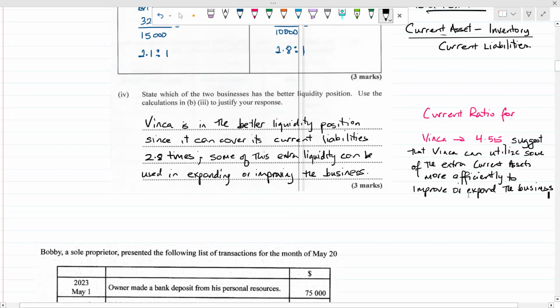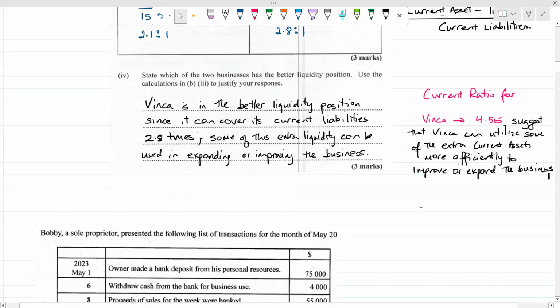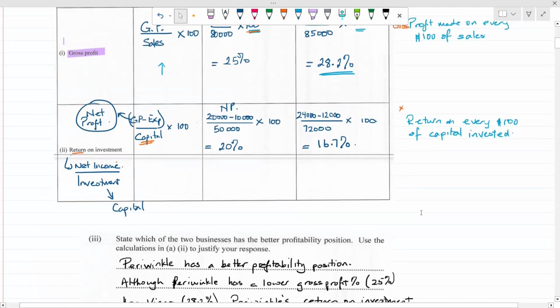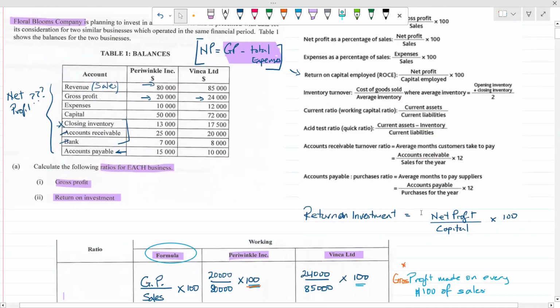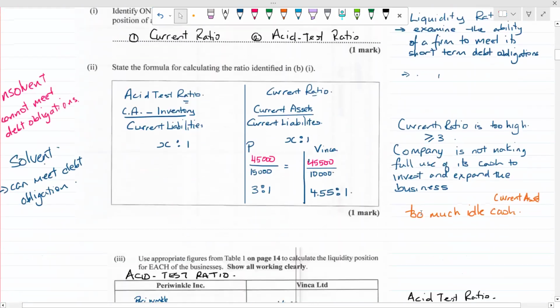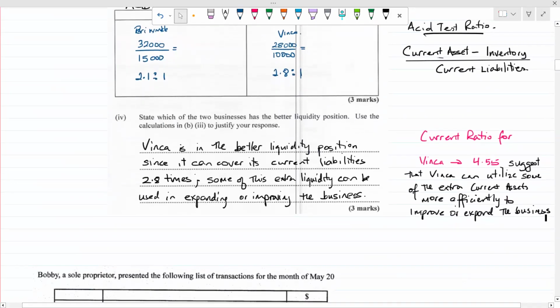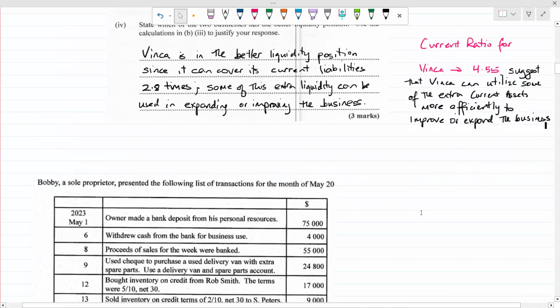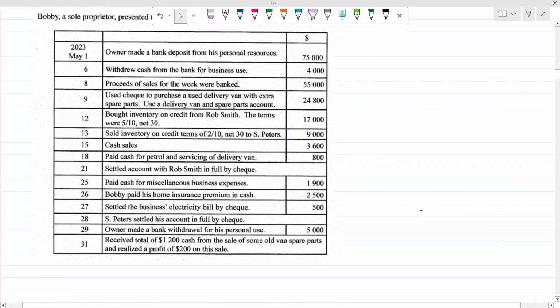Yeah? Are we okay with that? Yes, sir. So that's ratios. So you all should be prepped for ratios for any term exam. Anything on current ratio, acid test ratio, gross profit, return on investment, it should be good. Yeah?